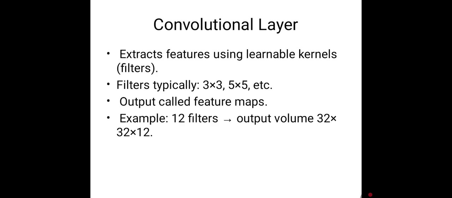Next is the convolutional layer. The convolutional layer is a core building block of a CNN. It extracts meaningful features using learnable filters. These filters are generally small, such as 3 cross 3 or 5 cross 5, but they slide over the entire image. If we use 12 filters, for example, the output will be 32 into 32 into 12, meaning the depth increases to 12 feature maps.